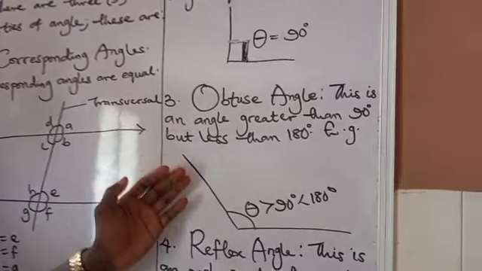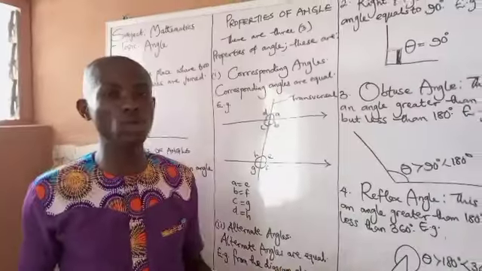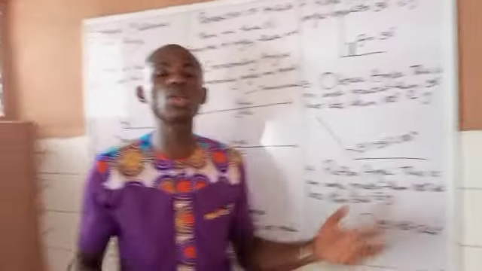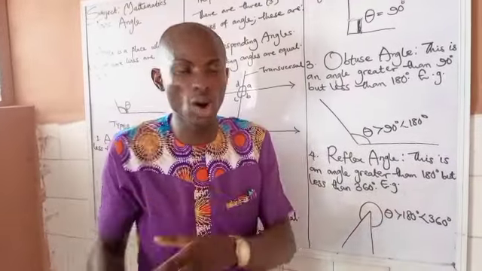Now we move to the third one, and this is what I call obtuse angle. Obtuse angle. This is an angle greater than 90 degrees but less than 180 degrees. So what am I talking about here? When we talk about obtuse angle, we talk about an angle greater than 90 degrees but less than 180 degrees.